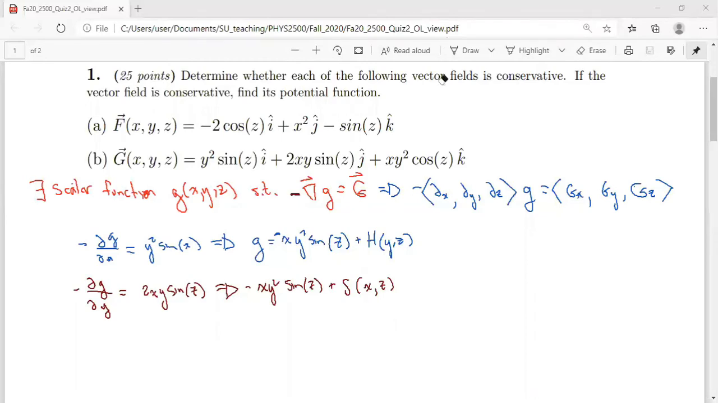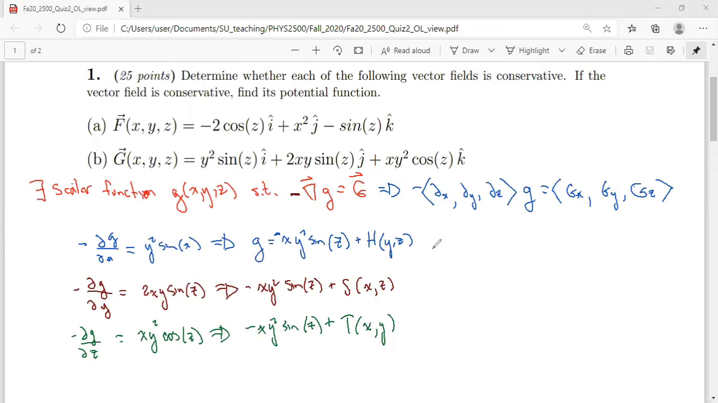And then, you know, at this point, it probably gets a little boring. I have minus dg/dz equals xy squared cosine z. And that tells me antiderivative with respect to z, I get a sine instead of a cosine. But of course, there could be some unknown function, we'll call it capital T, of x and y. So I should put them in that order, x and y.